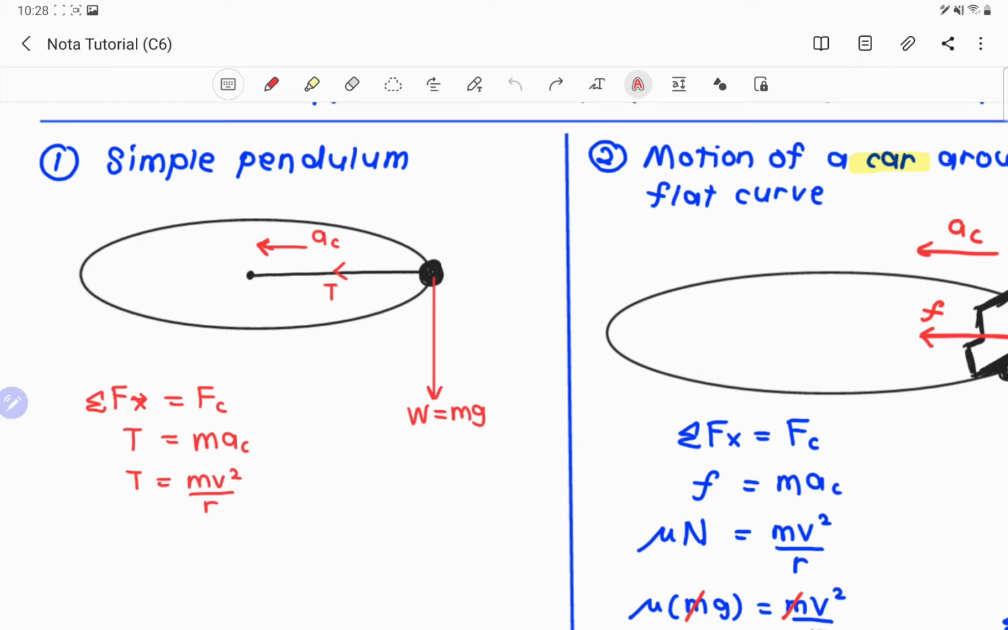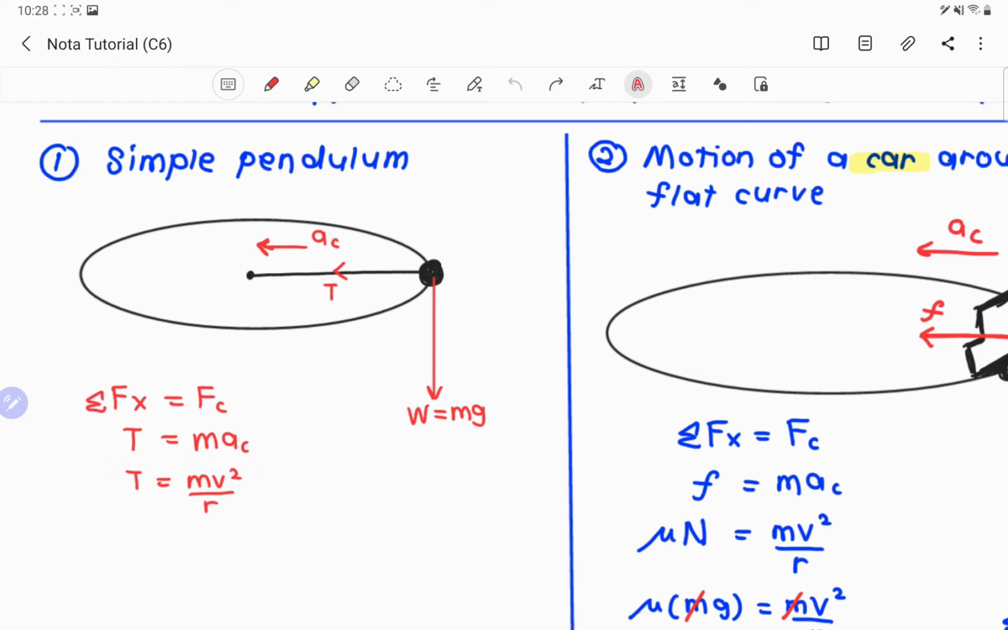Okay, therefore the summation of Fx is equal to Fc. Fx, kita ada tension sahaja equals to MAC. So from there we can expand jadi mv square over r. So if you need to find the tension of the string dalam soalan, you can use this formula.